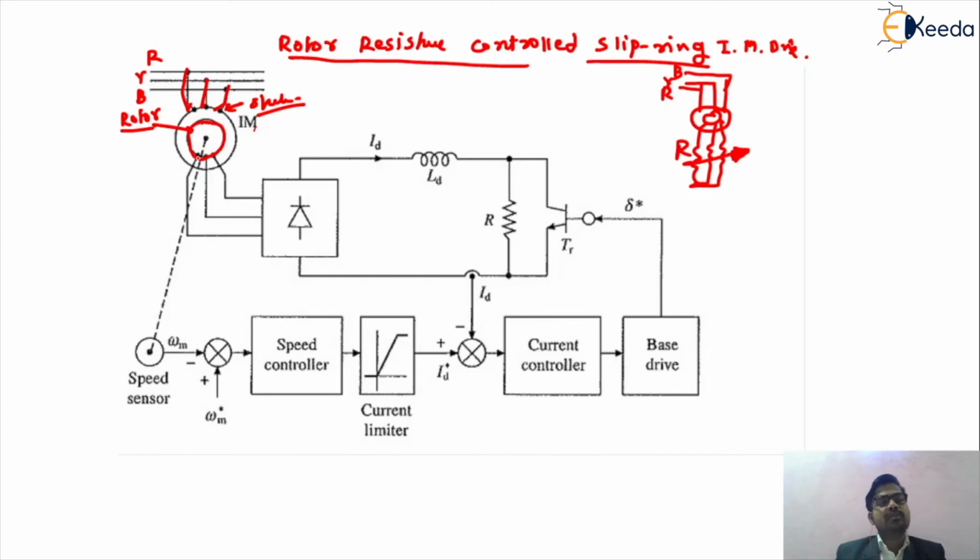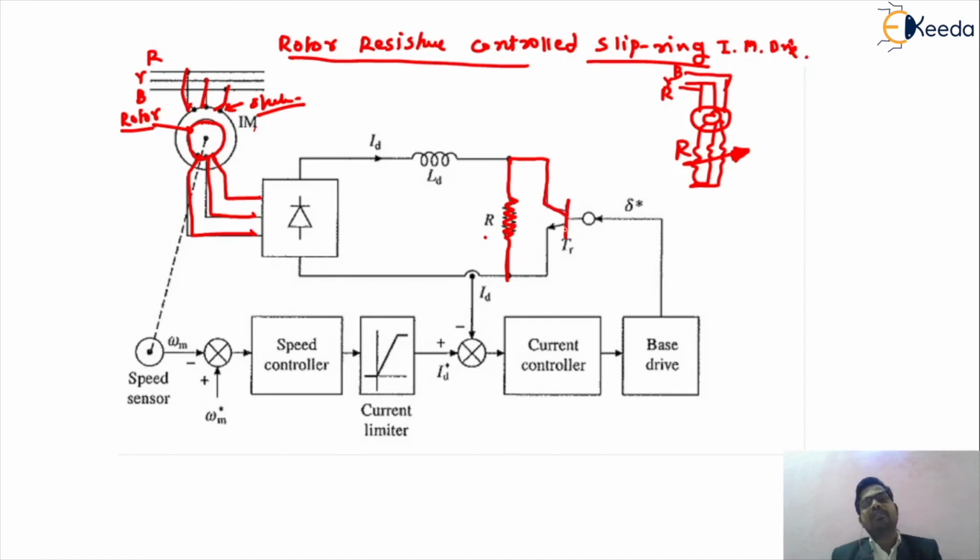So in that particular slip ring induction motor's rotor circuit, we are connecting a resistance, but this resistance is connected by means of a power electronic device. So this is the resistance that we are connecting to the rotor circuit of your slip ring induction motor, and this resistance is a variable resistance. So the controlling of this variable resistance is done by one power electronic device.